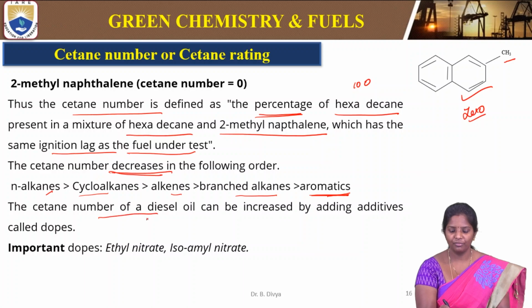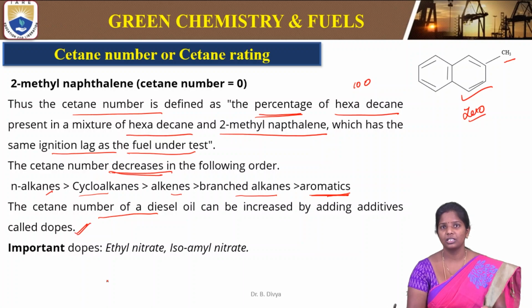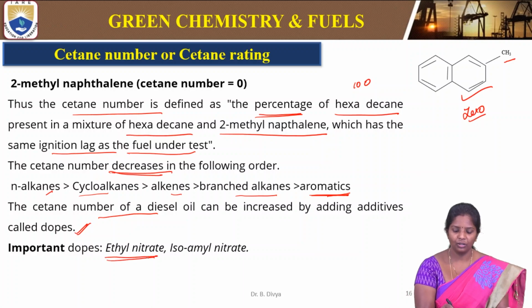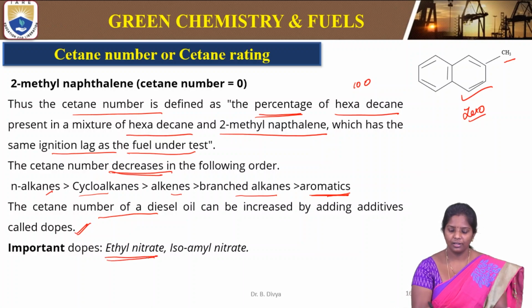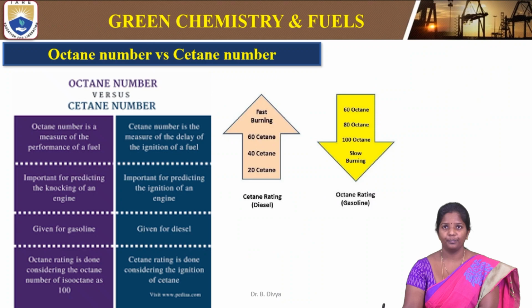The cetane number of diesel oil can be increased by adding additives. These additives are nothing but dopes. We want the cetane number to increase so that the anti-knocking property will increase. We are doping with ethyl nitrate or isoamyl nitrate. These are examples of additives added to increase the cetane number.